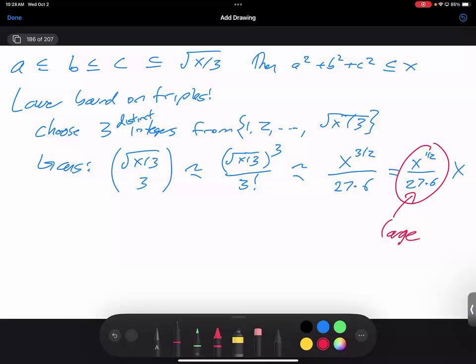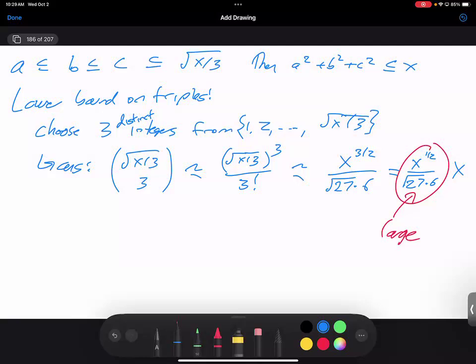Yes? Was it 27 times 6? Oh, sorry, it's not 27 times 6. It's the cube root of 27 times 6. Okay. Sorry. So you're right, this should be the square root of 27 times 6, right? Yes, sorry, it's the square root of 27 times 6. Because the 3 is inside the square root.